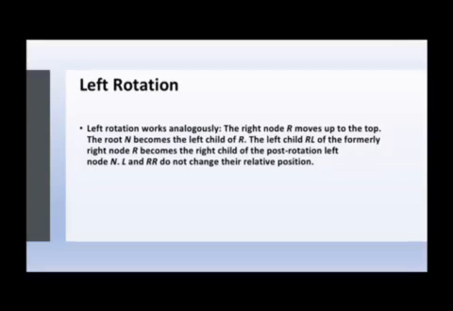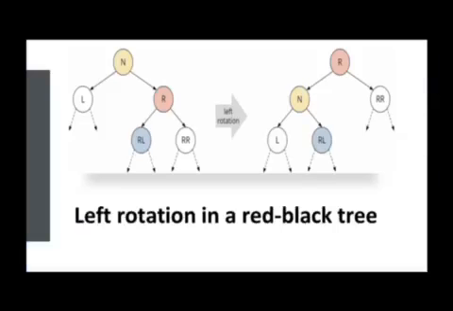Left rotation. Left rotation works analogously. The right node R moves up to the top. The root N becomes the left child of R. The left child RL of the formerly right node R becomes the right child of the post-rotation left node N. L and RR do not change their relative position. This is the left rotation in a red-black tree.